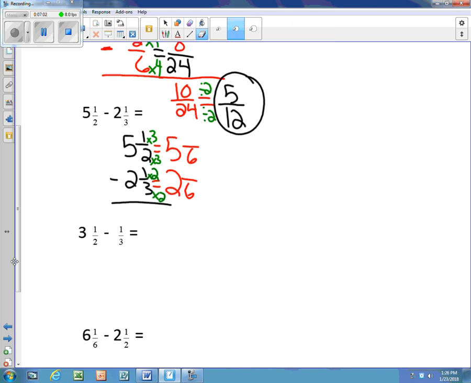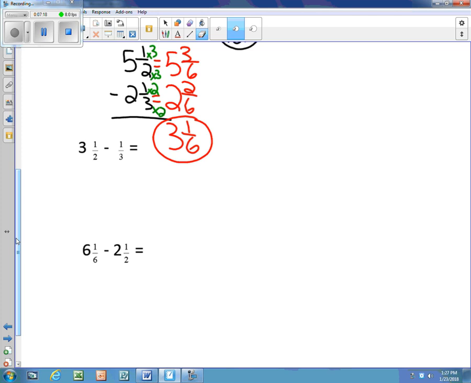And we're going to fill in our numerators. And we're going to subtract. 5 minus 2 is 3. 3 minus 2 is 1. And we have 3 1/6. So now we're going to try the next one.